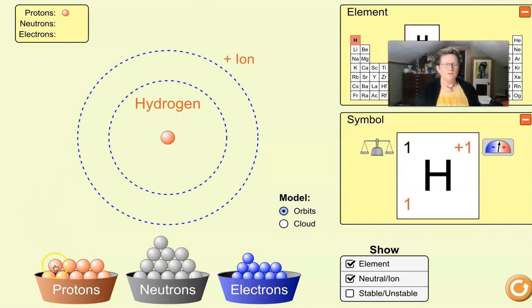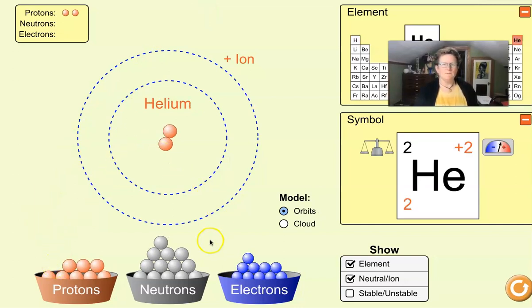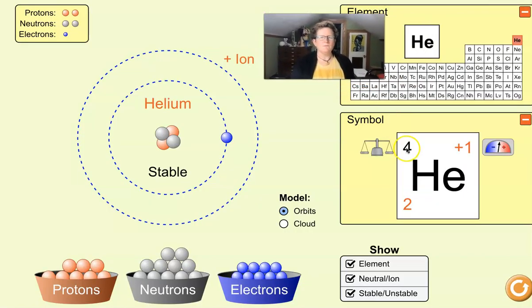So if we add another proton, we're going to have some helium. We want to make sure that we create a stable atom. If I take off these neutrons, it becomes unstable. So let's create a stable atom of helium. Let's put in 1 electron. It is supposed to be a charged atom. So now we have helium that's 4, 2, and +1.